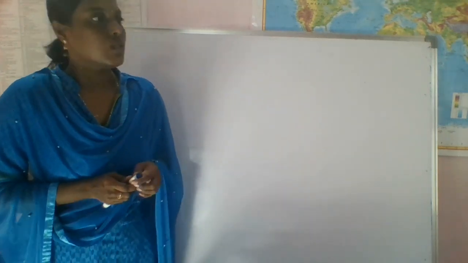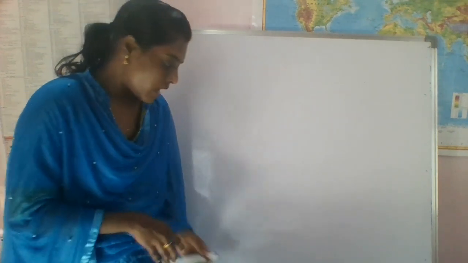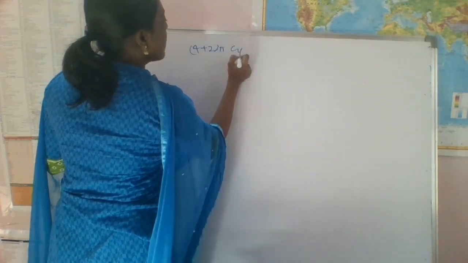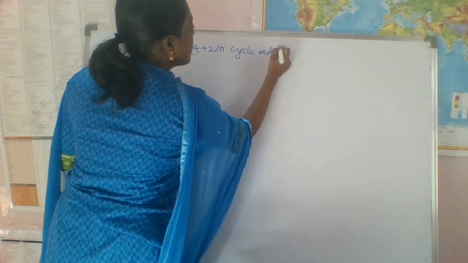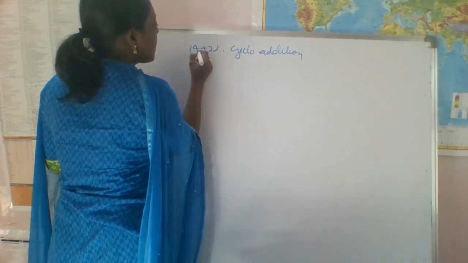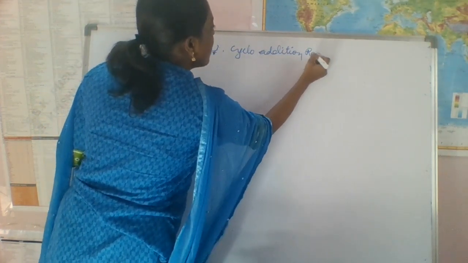Good morning to everyone. So today I'm going to explain about the 4 plus 2 cycloaddition reactions, right? Okay, 4 plus 2 cycloaddition reactions. Cycloaddition reactions means here we are using 4 pi plus 2 pi cycloaddition reactions. Okay.